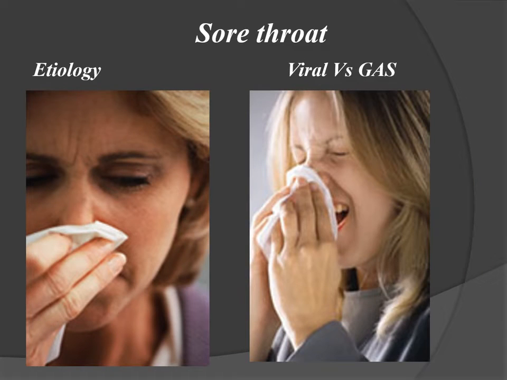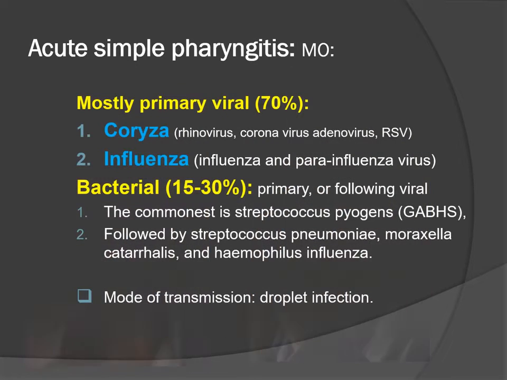This slide shows the etiology of the condition. If a patient with sore throat has a handkerchief and is sneezing or blowing the nose, the etiology here is viral. Viral etiology, this is upper respiratory tract infection.